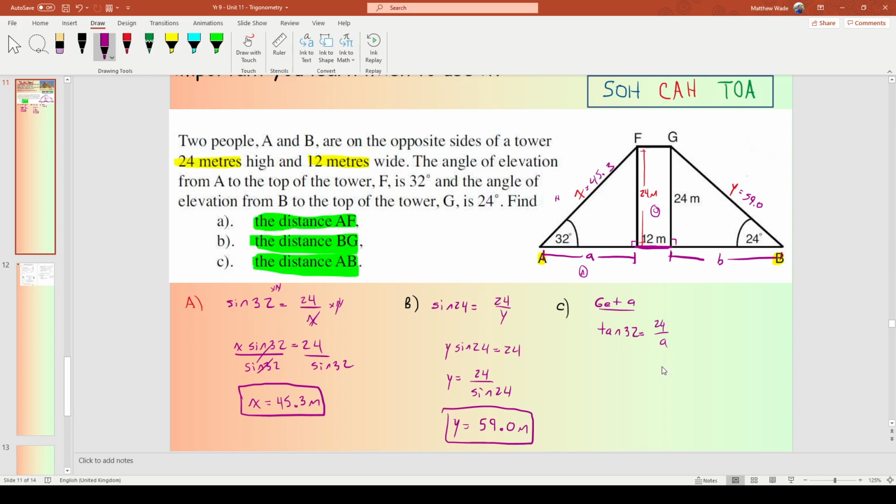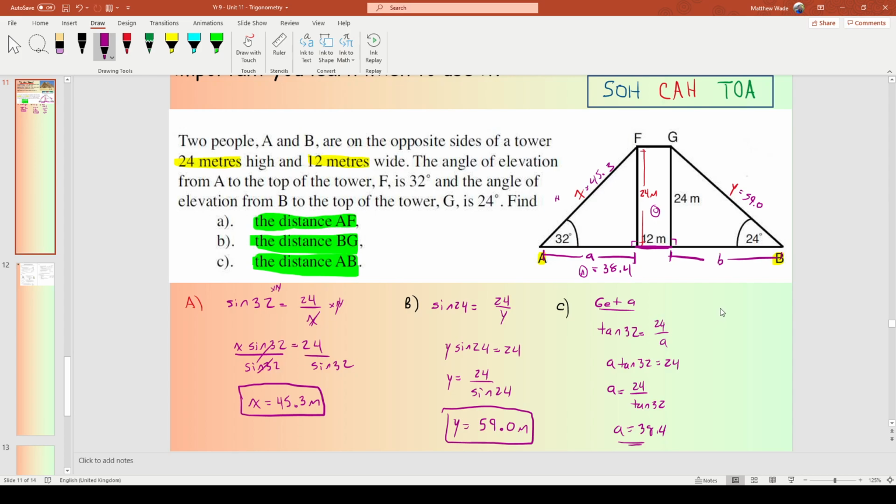Oh no, it's one of the hard ones. They're all the hard ones. I picked only hard ones for you. That's no problem though. Times both sides by A. A tan 32 equals 24. Divide both sides by tan 32. A is 24 over tan 32. Which means that A equals, to three significant figures, 24 divided by tan 32, 38.4. Cool. So there's A, 38.4.